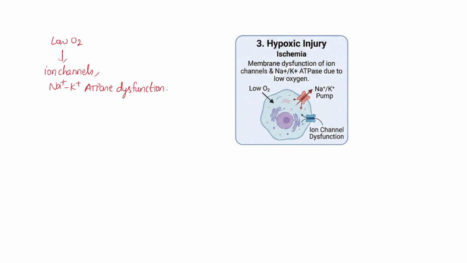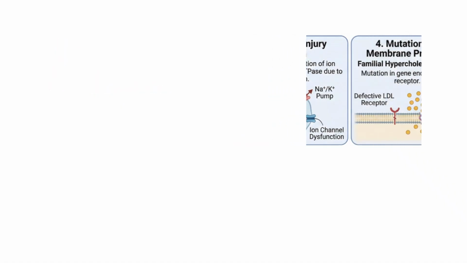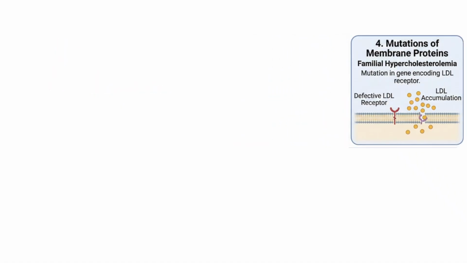That is the hypoxic injury. Then, coming to the mutations of the membrane proteins. There are certain proteins in the cell membrane acting as receptors, for example, the LDL receptor. Each protein is produced from a gene, right? Gene transcription, translation, and all those things. So if there is a mutation in the gene, the LDL receptors will not be functioning. Because of the non-functioning LDL receptors, the LDL will not enter into the cell, and there will be accumulation of the LDL.